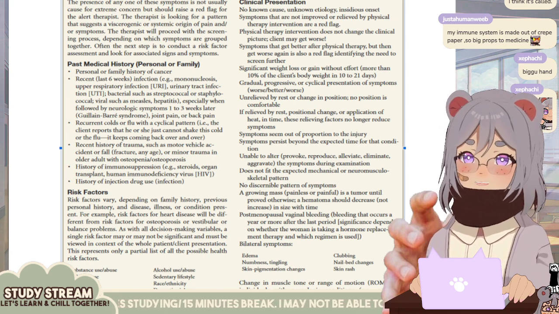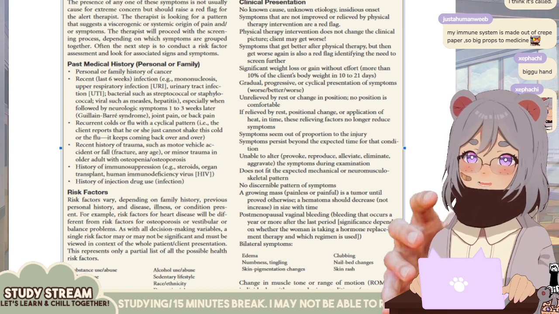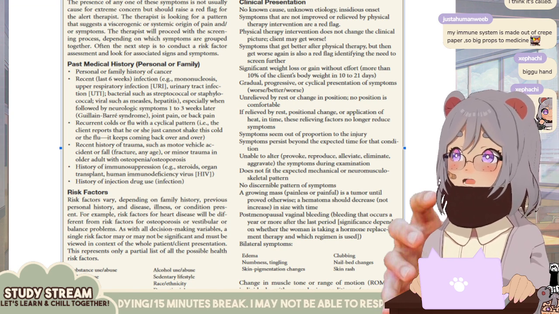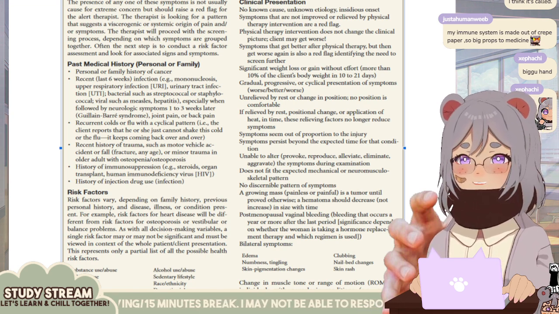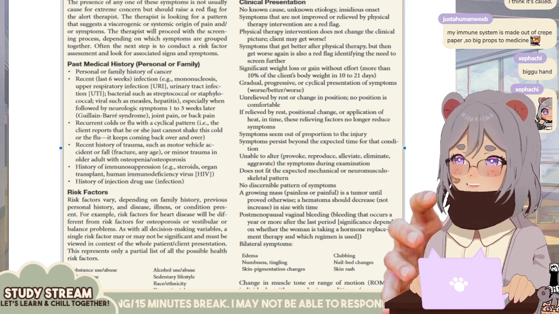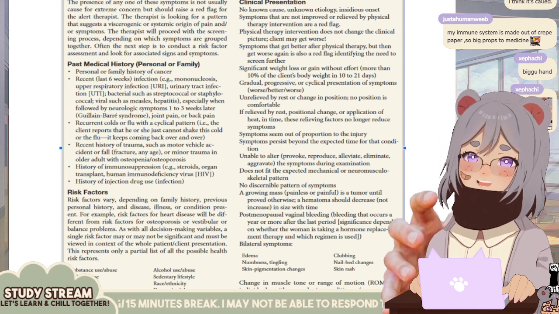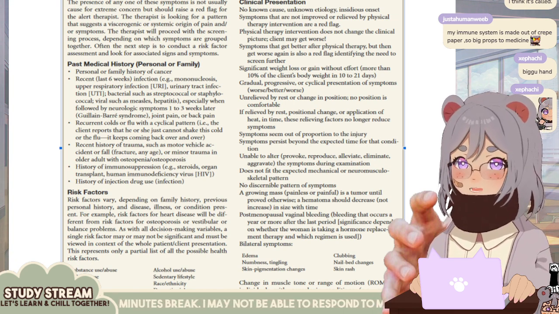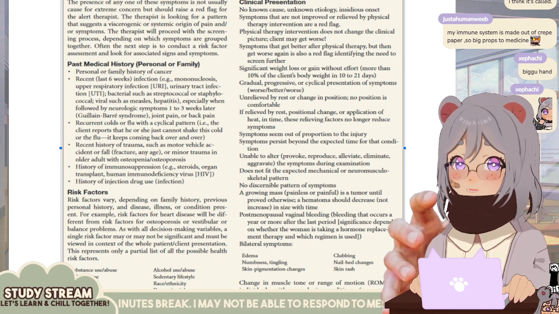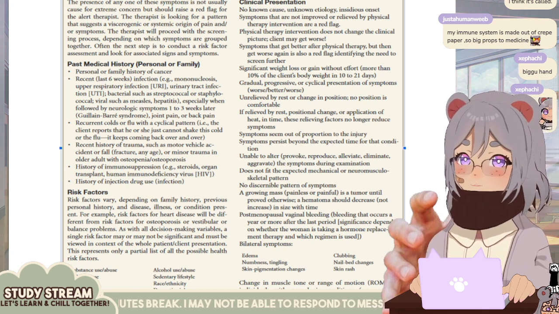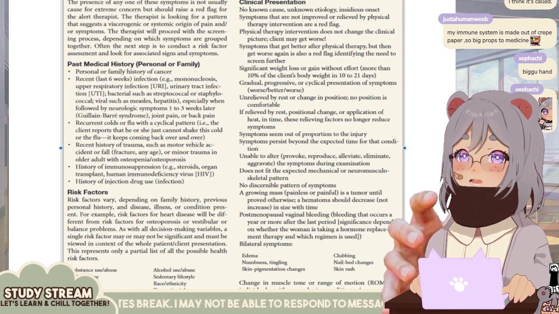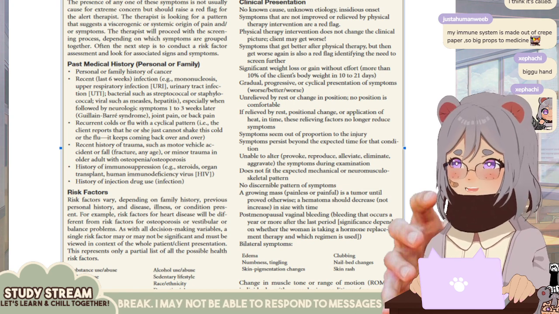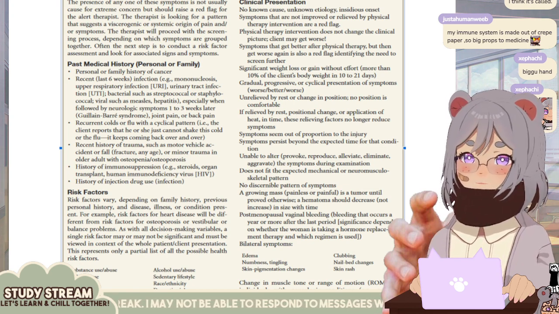we may need to consider that maybe this is more than it seems. If physical therapy intervention does not change the clinical picture, or it even gets worse, that's definitely a red flag. Symptoms that get better after physical therapy but then get worse again are a red flag. A significant weight loss or gain without effort. A gradual, progressive, or cyclical presentation of symptoms where it could be worse, it could be better, or better, then worse. Like, oh yeah, I was feeling good and now it's bad again. You're kind of on this weird roller coaster.